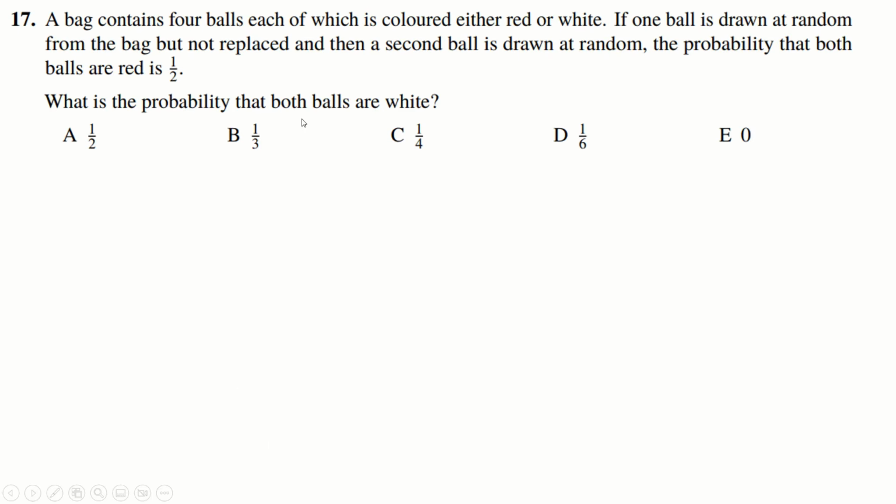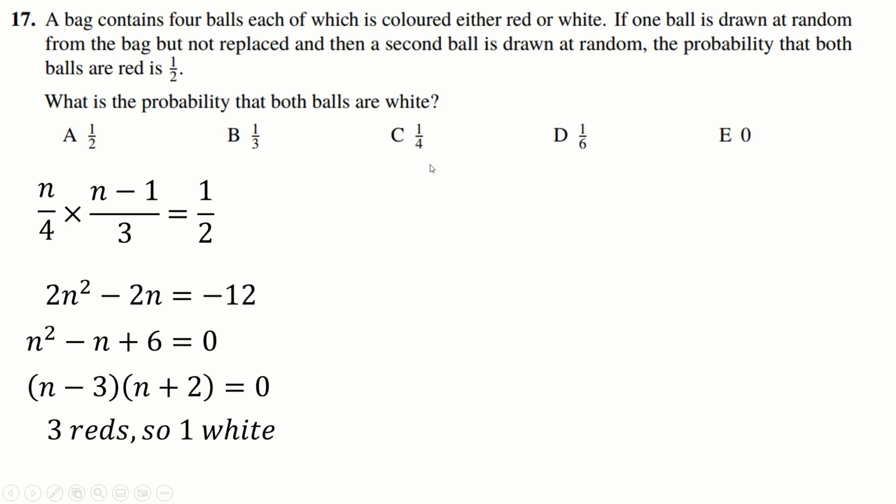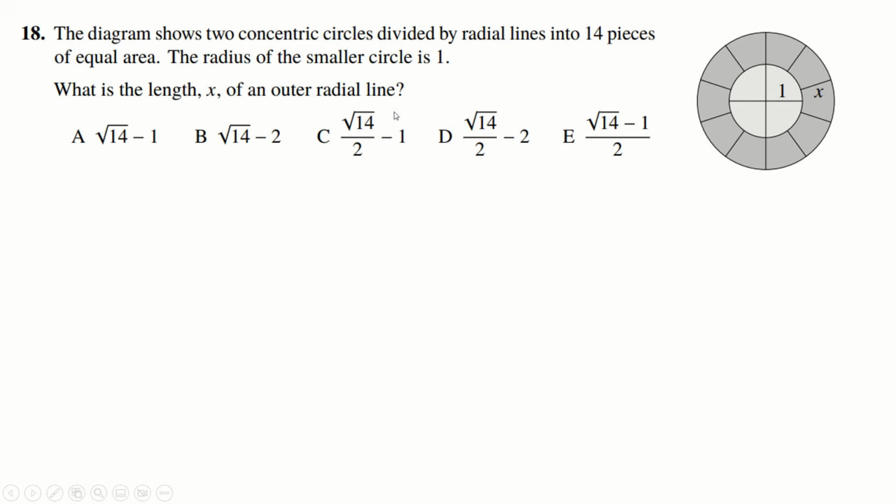Just set up an equation here. You've got 4 balls. Let's just call n of them red. So n over 4 times n minus 1 over 3, because you don't put the thing back, equals a half. You just solve this quadratic. It's not hard to do. You get n is equal to 3. And therefore there are 3 reds and 1 white. If there's 1 white, the probability of taking 2 whites is obviously 0, and that'll be our answer.